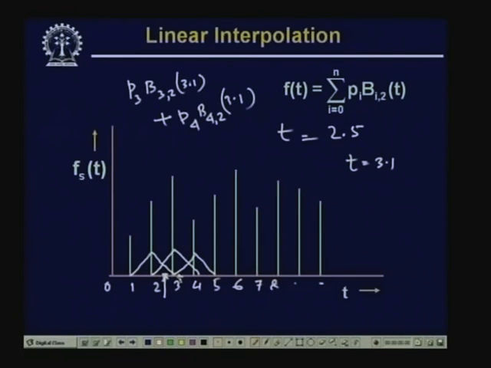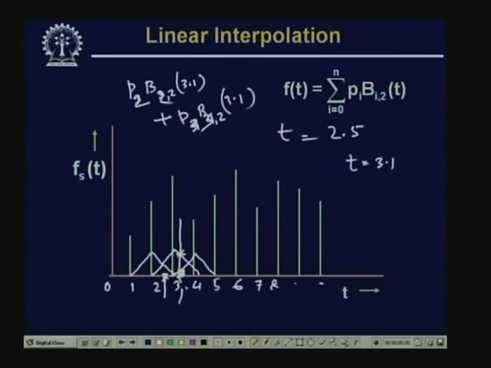So, I want to interpolate this value here. Now, find that the weight of p 3 is given by only this much, whereas the weight of this will be p 2 b 2 2 and p 3 b 3 2. So, the weight of b 2 is given by this value, whereas the weight of p 3 is given by this value.